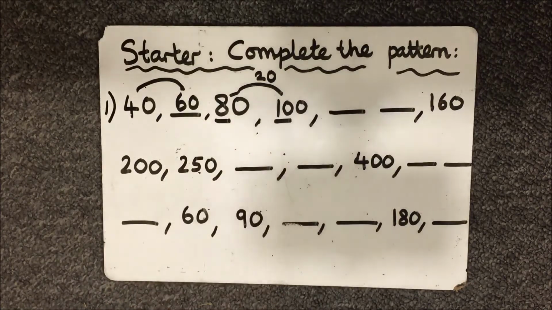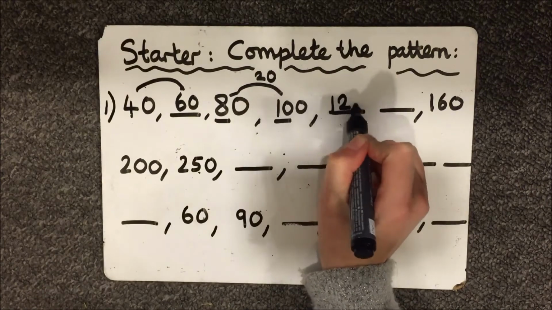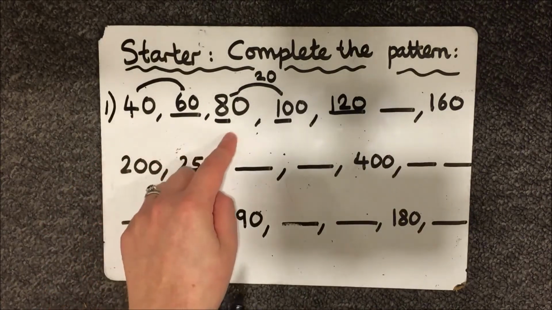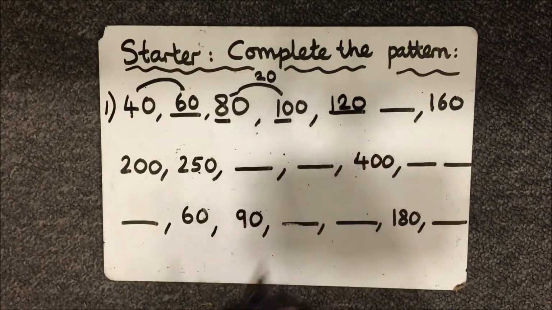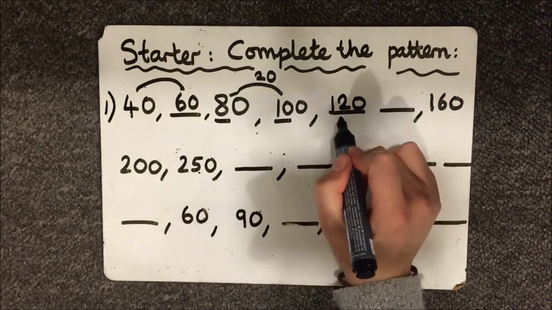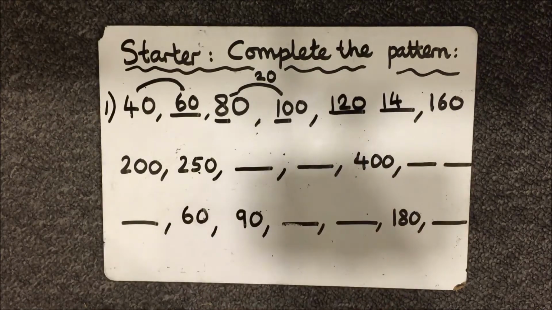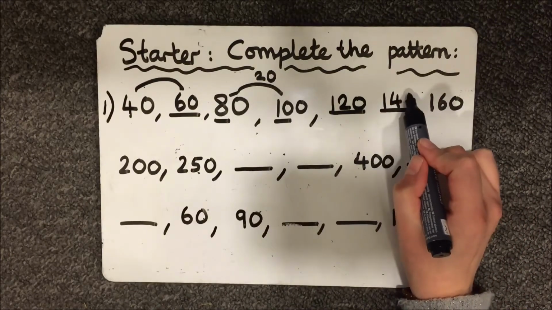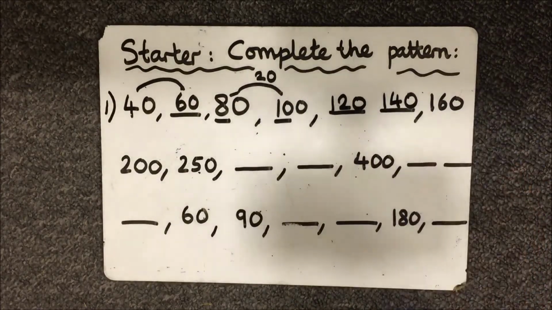What's going to be after 100? 120. Good job. If we use our 2 times table again, 4, 6, 8, 10, 12. What's the number going to be after that? If we use our 2 times table after 12, it's going to be 14, and it gets 10 times bigger. So this becomes a 100, this becomes 4 tens, and 0 as our placeholder. And the last one is 160.